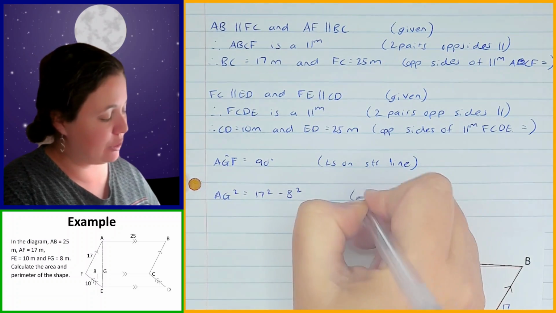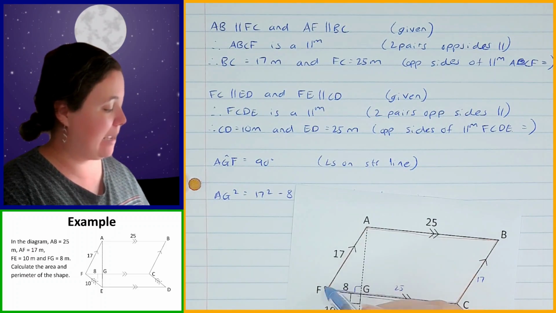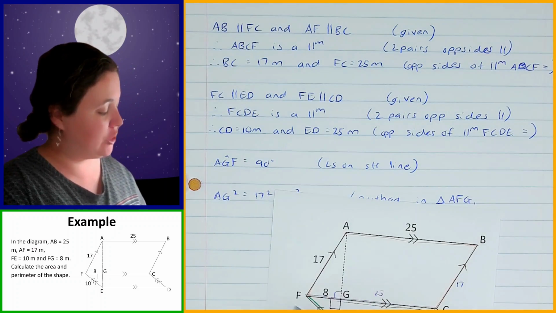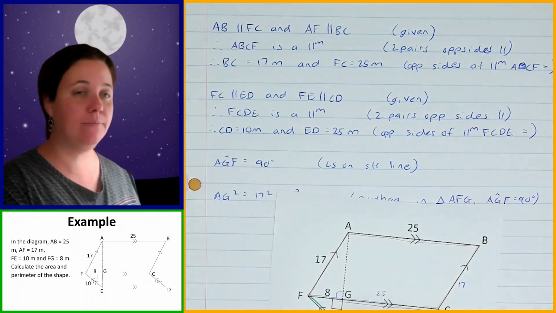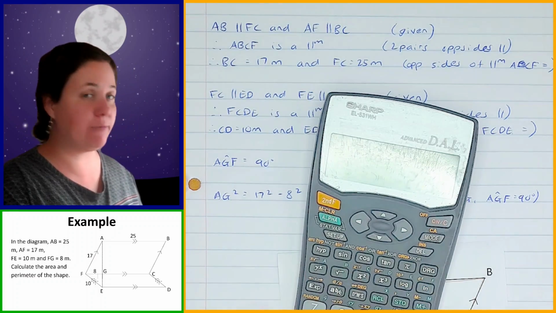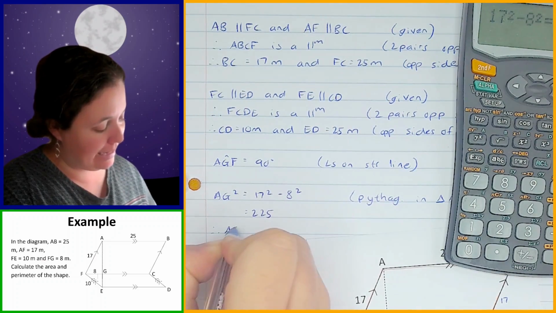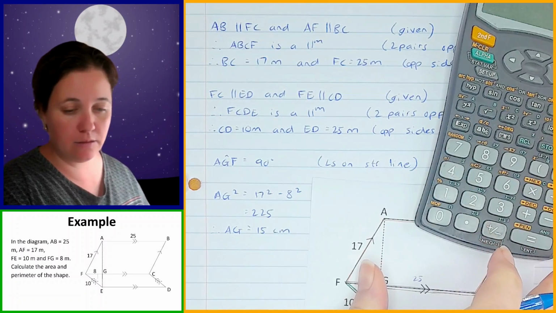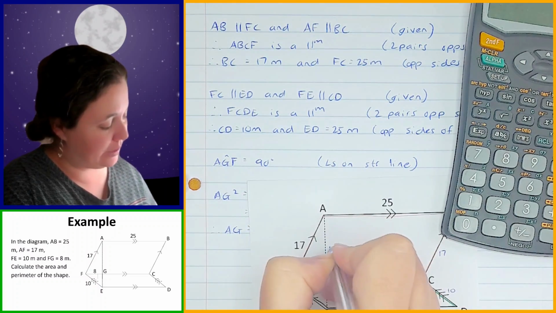So I can say AG squared is equal to 17 squared minus 8 squared. And the reason I can say that is because of the Pythagorean theorem in triangle AFG with angle AGF equal to 90 degrees. Okay, and now we can go and work that out. So 17 squared minus 8 squared gives me 225. So therefore AG is equal to 15 meters. So this is going to be 15 over here.